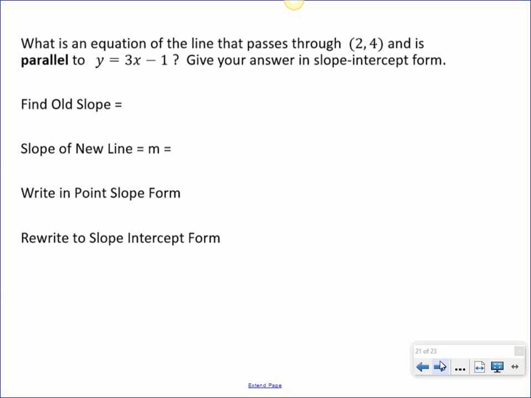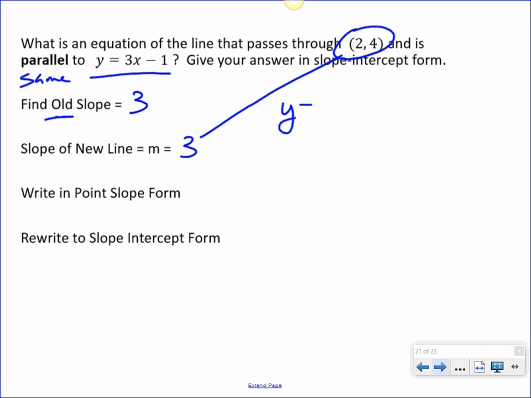Okay, so again, parallel lines, so we're thinking same slope. We know the slope of this line, which would be our old slope, would be a 3. Slope of the new line, well, if they're parallel, they'd have to have the same slope. So our slope of our new line is 3. We know that it goes through this point, (2, 4). I got a slope of 3. So we're thinking putting those into this form now.